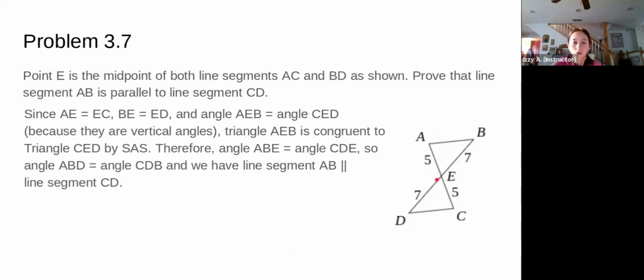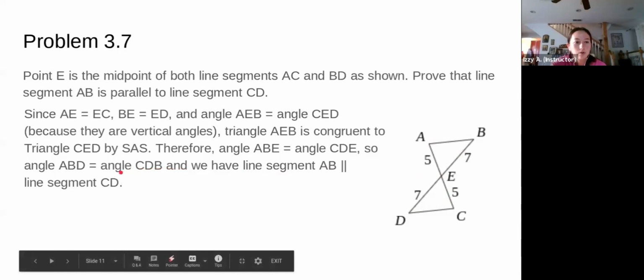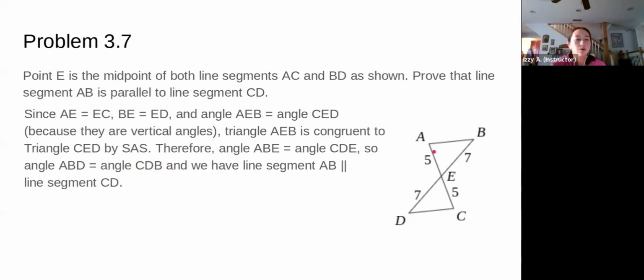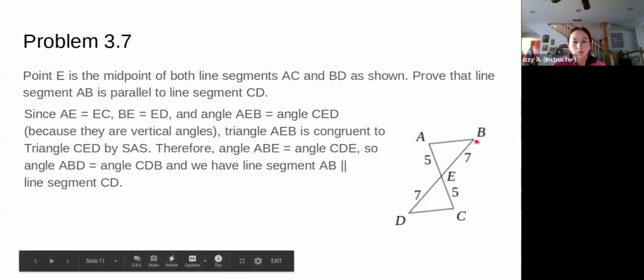Because we know those three pieces of information, we can conclude that triangle AEB is congruent to triangle CED by SAS. So because we know that, we can figure out that angle ABE is equal to angle CDE, and then also angle ABD, this bigger angle, which is the same as ABE, is equal to CDB, and that proves that line segment AB is parallel to line segment CD.